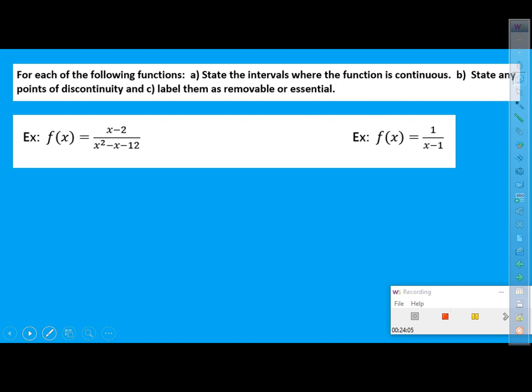It's almost the same. I'm going to give you f of x equal x minus 2 over x squared minus x minus 12. So I've got x minus 2 over. We're going to factor this into x minus 4 and x plus 3.